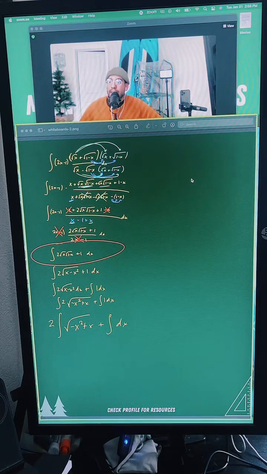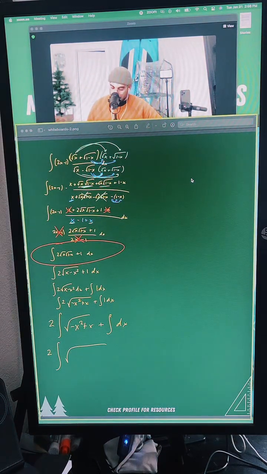So we're going to do one of my least favorite methods here. We're going to go ahead and complete the square. Okay? So we still have the 2 on the outside. And inside, I'm going to factor out a negative. I guess maybe that's what John was talking about. Factor out a negative from here. So I have x squared minus x. And now I'm going to go ahead and complete that square.